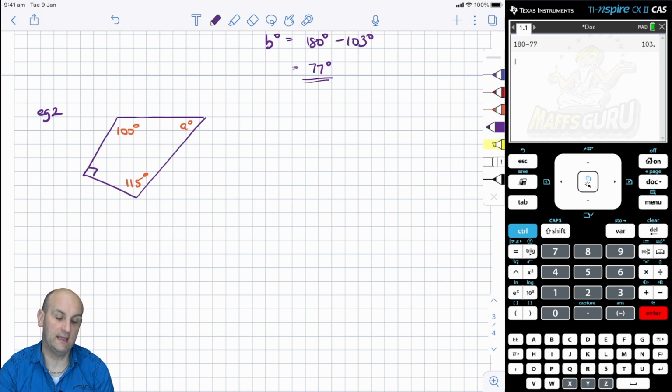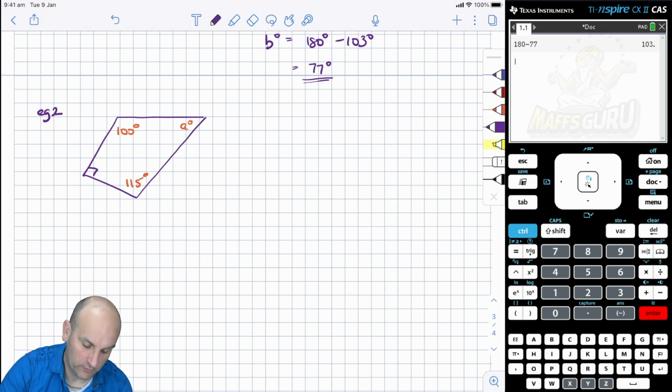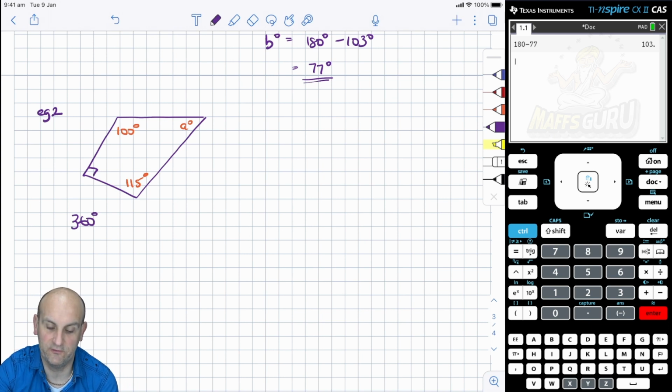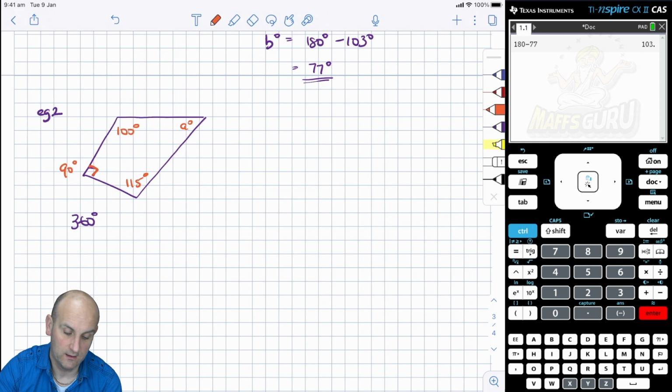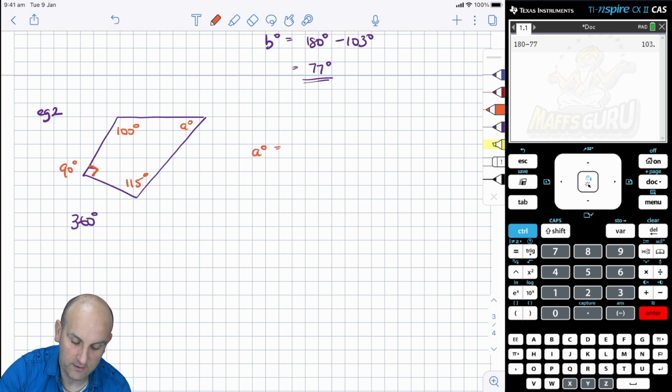But what do we notice here? Well, we've got a quadrilateral. We know the angle sum of a quadrilateral is 360 degrees. So I know all of those angles must add up to 360 degrees. What they do is they try and trick you with that little sign in the corner. But hopefully you realize that that means that therefore we have 90 degrees there. Okay, so we can now find angle A by doing 360 minus 100 minus 115 minus 90 degrees. That's certainly one way of doing it.